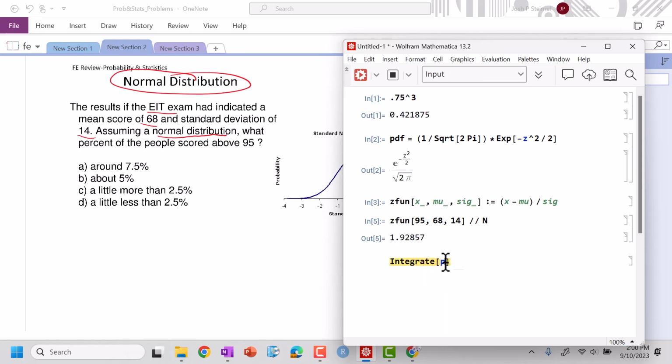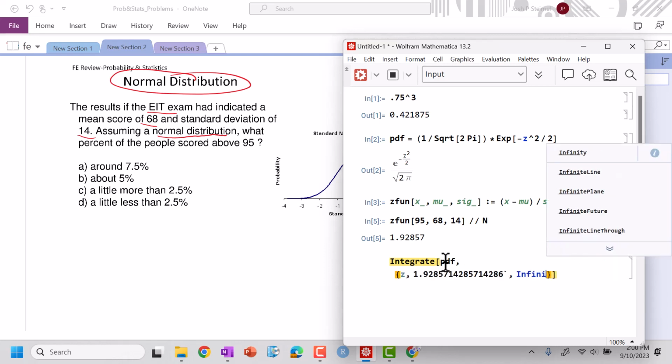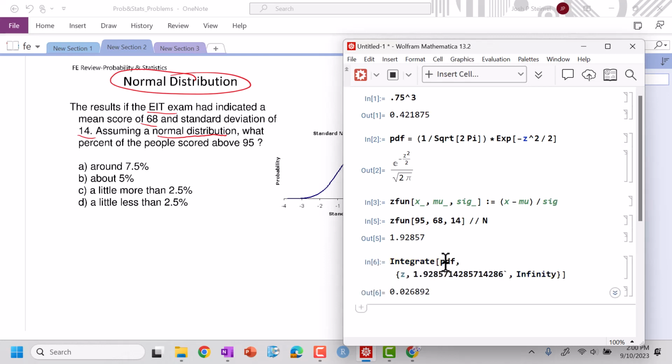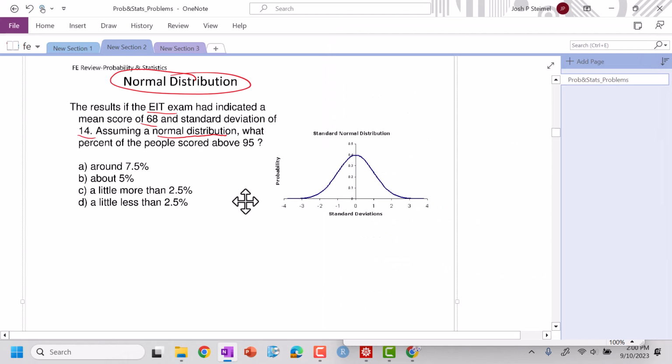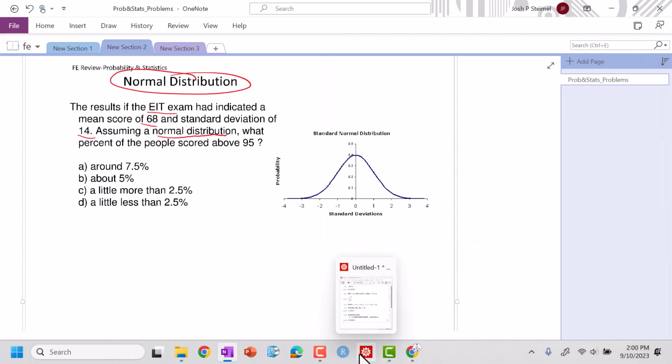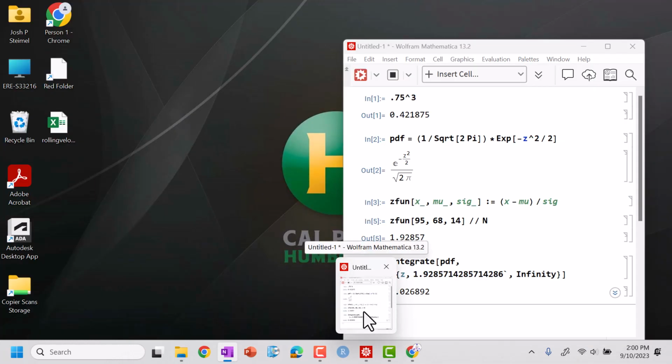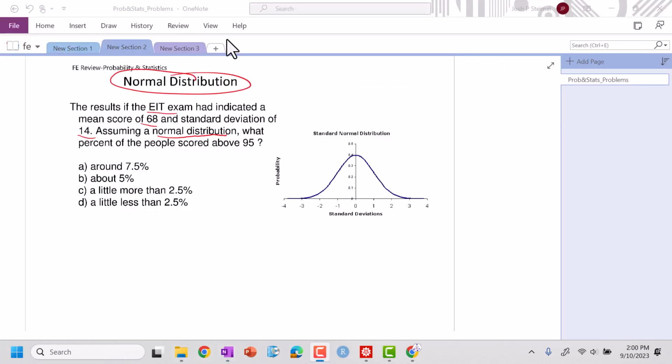So I could integrate my PDF, because we're looking for what percent of the people scored above 95. So we're going to integrate from that value of our measurand to infinity. And that will give us a little more than 2.5. We can look that up in our notes. A z of, what was our value? 1.28. So let's just say 1.93.